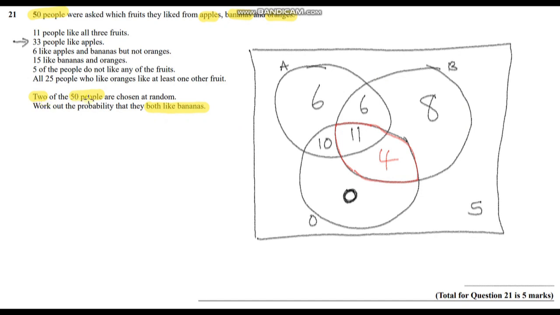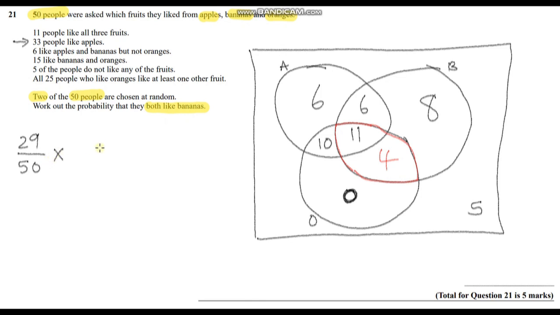So 2 of the 50 people are chosen at random. Work out the probability that they both like bananas. So if we think about the first selection, there are 50 people to choose from. Out of those 50, how many like bananas? Well, we need to add up all of these numbers in here. So 6 plus 4 is 10. So that's 10 plus 11 is 21, plus 8 is 29. That's 29 out of 50. That's the probability of selecting someone who likes bananas.